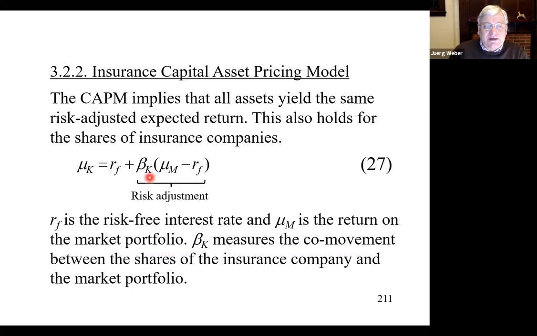So if beta K is equal to 1, then you have your RF minus RF, that drops out, and you just get mu K is equal to mu M. So if a share moves 1-to-1 with the stock market, then the behavior of that share is equivalent to the behavior of the stock market, and so the share should also give you the return of the stock market. And that's what you get here in this equation. With a 1 here, beta K equals 1, then mu K is just equal to mu M.